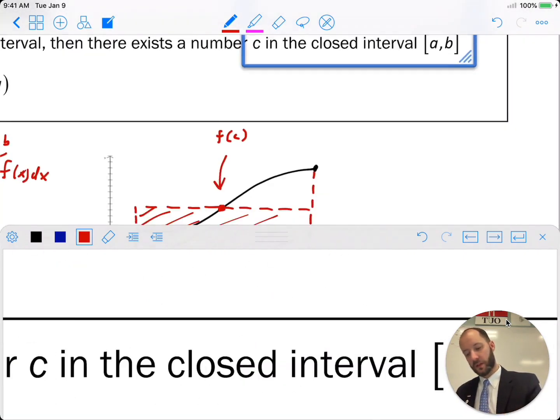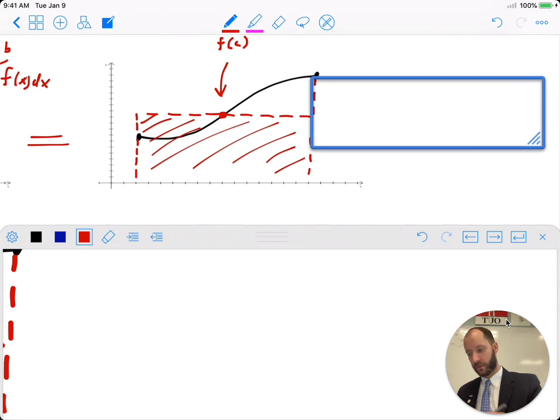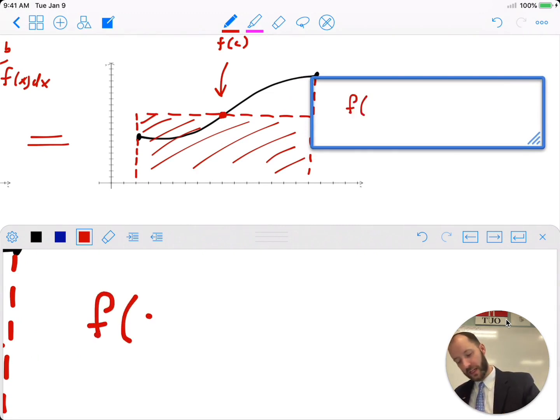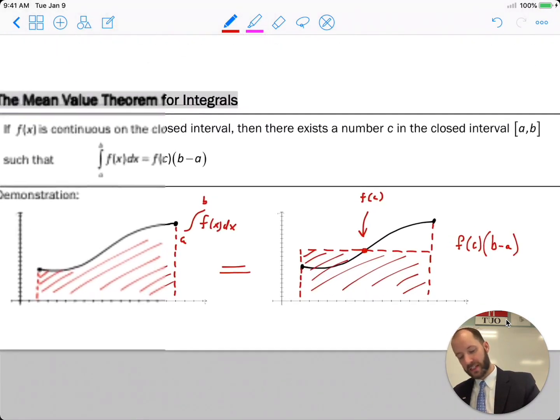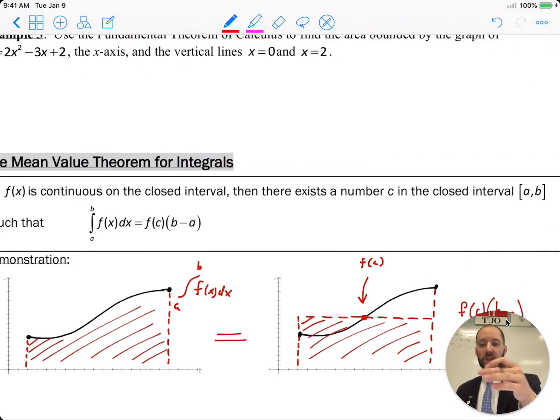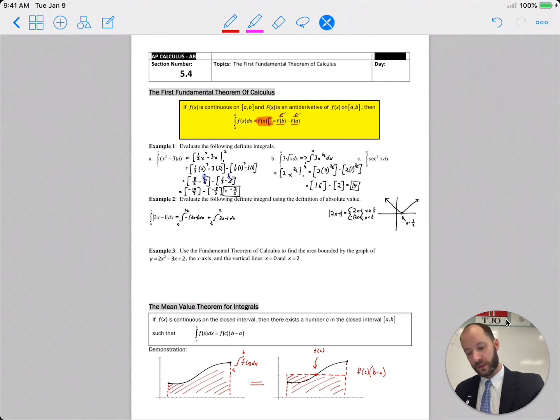So in this graph on the right, we have f of c, the height, at some c value, times our width, b minus a. And that base times height equals the definite integral. There must be some value in between a and b. That value plugged into the function gives you a height, the height times width of that rectangle equals the actual area under the curve. So kind of an existence theorem. There must be some value in there that works.